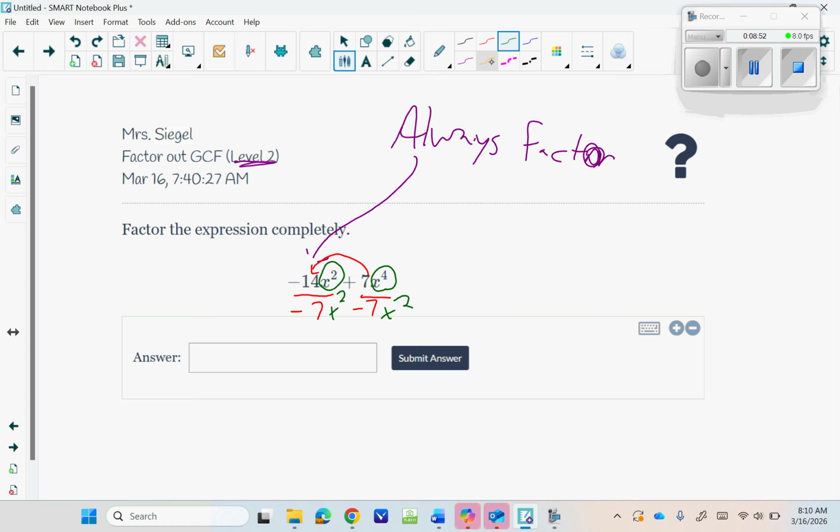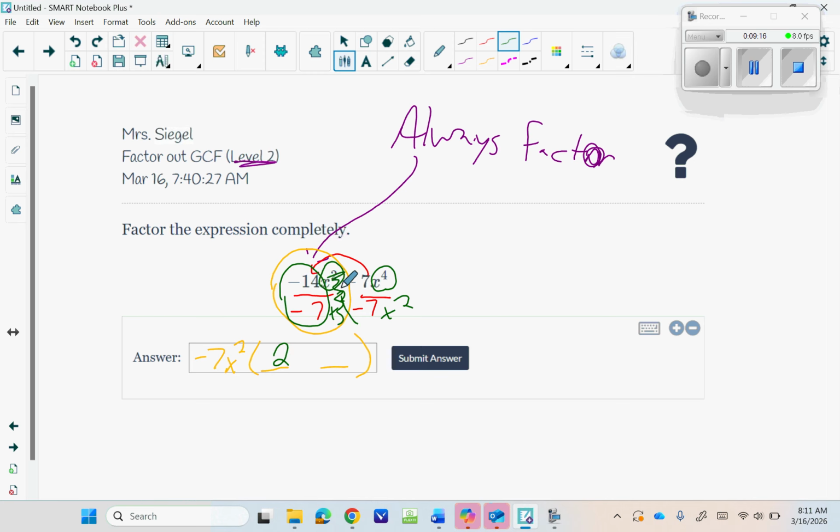Okay, so now I'm going to put that 7x squared on the outside. Don't forget that. You need that in there. Okay, now I'm just going to simplify each one of these. So the first thing that I notice is that these cancel out, and I get negative 14 divided by negative 7, and that is going to be a 2.